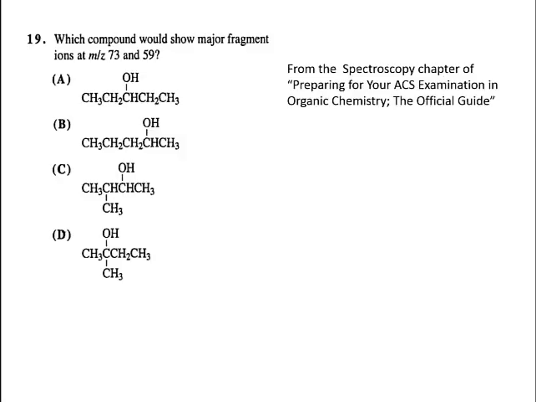I've gone to the spectroscopy chapter, and problem 19 deals with mass spectrometry. The question asks, which compound would show major fragment ions at m over z 73 and 59? Okay, first, don't be alarmed by that m over z notation. Think of that as just being molar mass. And the reason I say that is this. The notation m over z is for mass over charge.